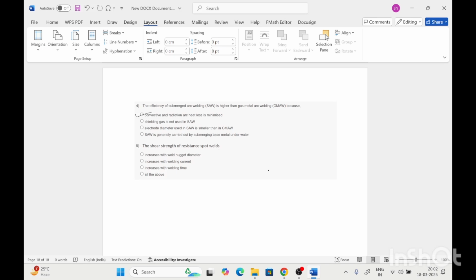Next: the shear strength of resistance spot welds increases with weld nugget diameter. Yes, ma'am. In this question all the options are correct. With welding current, shear strength increases, and with welding time also it increases. So in this question, since all of the above is given, we can take that.